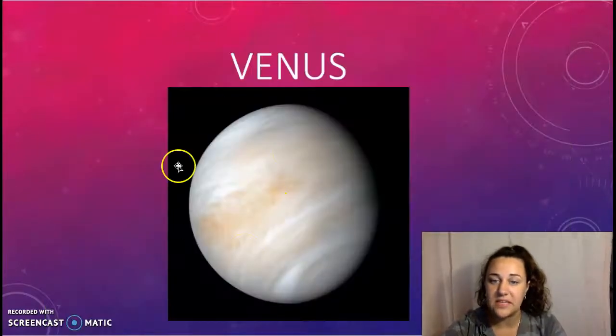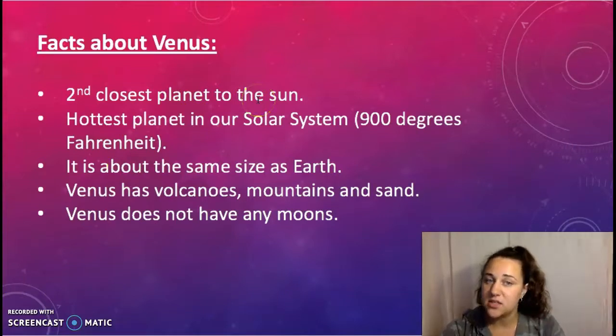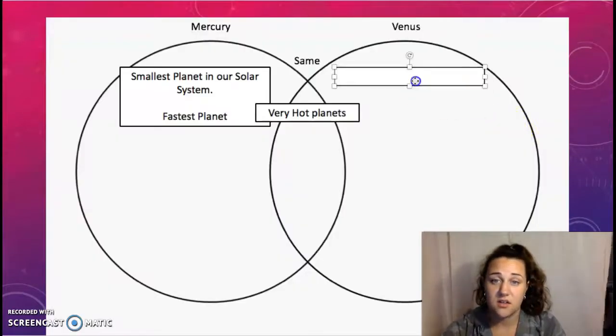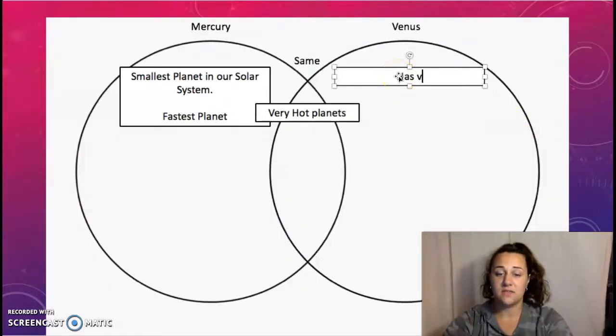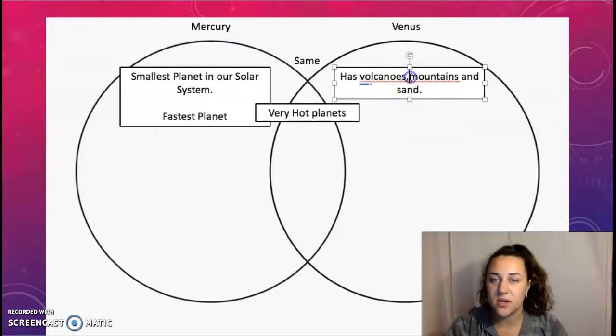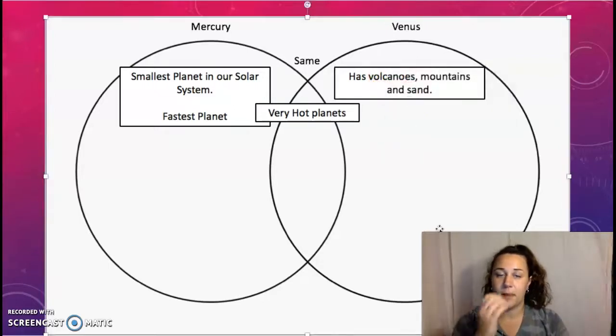Right? And now let's go to Venus, friends. Remember what Venus looks like. And we can see it's the second planet closest to the sun. We already said it's very hot. But what really stands out to me, which I think is super cool, it has volcanoes, mountains, and sand. So we can say has volcanoes, mountains, and sand. Oh, and oops, look, I forgot to put a space, so I can go back and edit. And there we go. Okay.